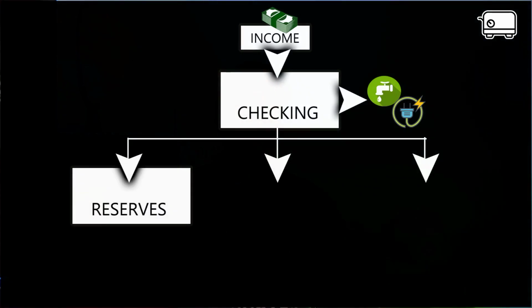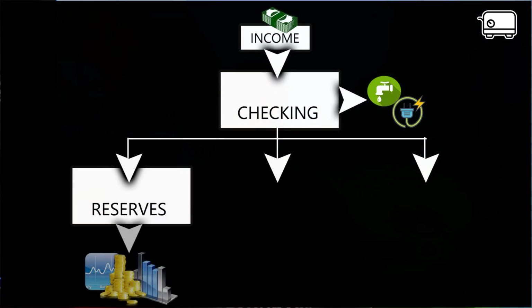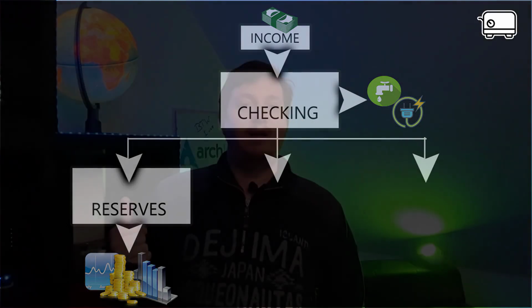Next up would be reserves. It's kind of a savings account, and this is my emergency buffer and money for stocks and investing. This is for building wealth, retirement savings, not to be touched except in emergencies or if I'm manually buying stocks.